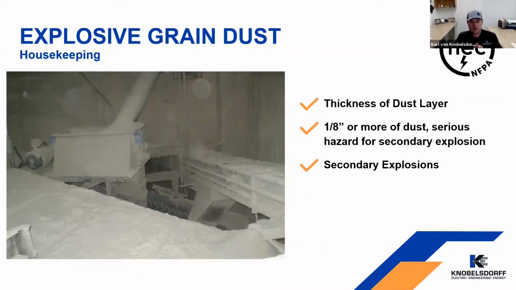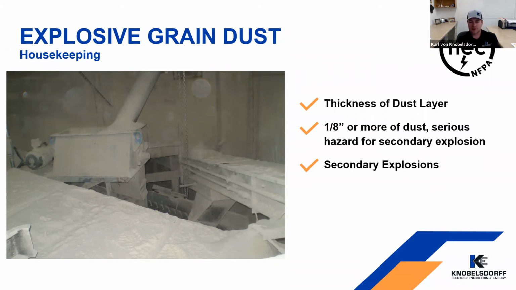So here's another example of where we can declassify areas. If we have a Class 2 Div 1 location like a receiving building or a reclaim tunnel, and we add dust collection equipment to that location, we can declassify that area. Instead of it being a Class 2 Div 1 area, we can make it a Class 2 Div 2 area, and now you have less of a hazard and you can use cheaper installation materials and methods because you don't have as high of a risk of explosion.